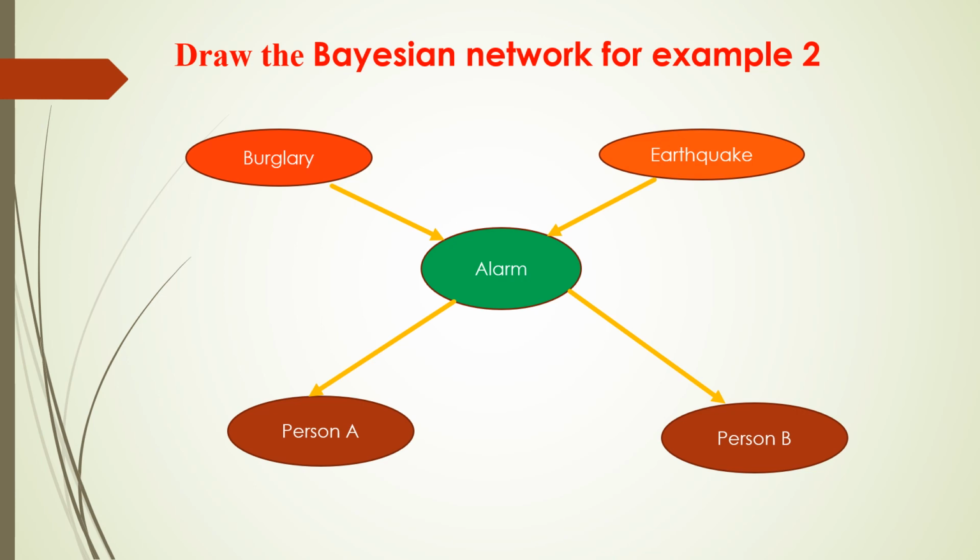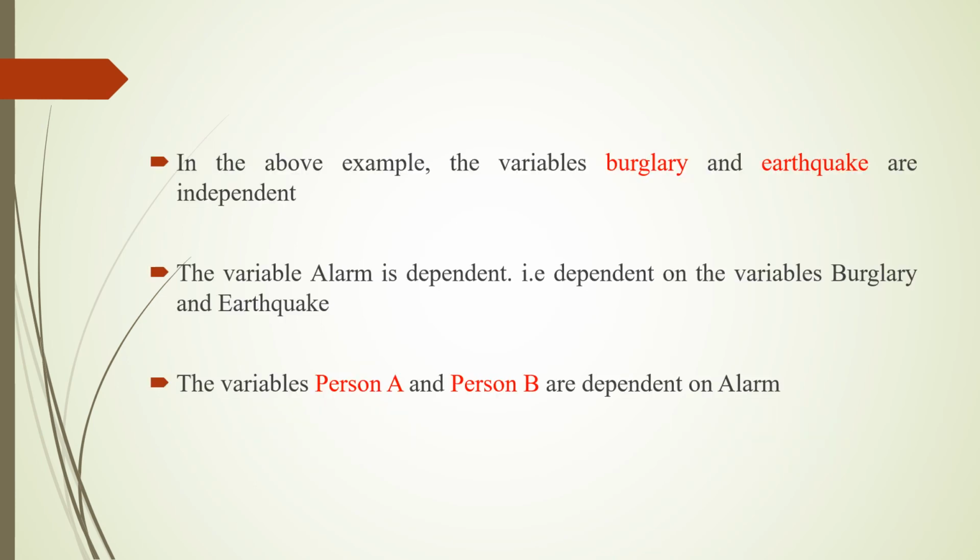Person A will call the house owner only if the alarm rings, right? So person A and person B depend on the alarm. The variable alarm is dependent on the variables burglary and earthquake, but burglary and earthquake are two independent variables. So this is the Bayesian network for the above example. In the above example, the variables burglary and earthquake are independent. The variable alarm is dependent on burglary and earthquake. Person A and person B are dependent on the alarm.